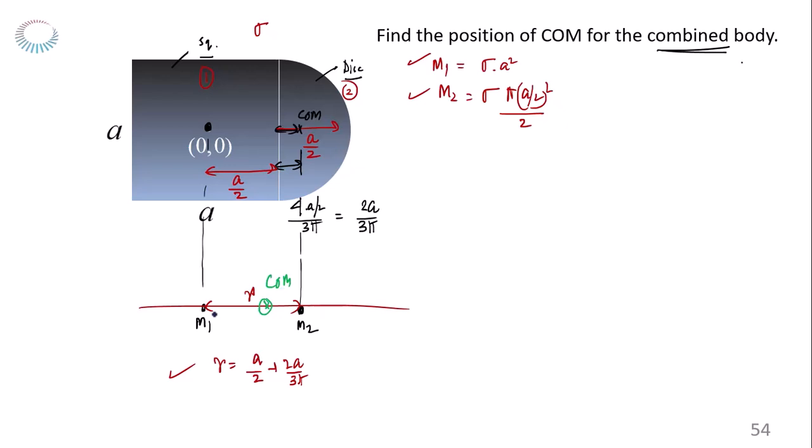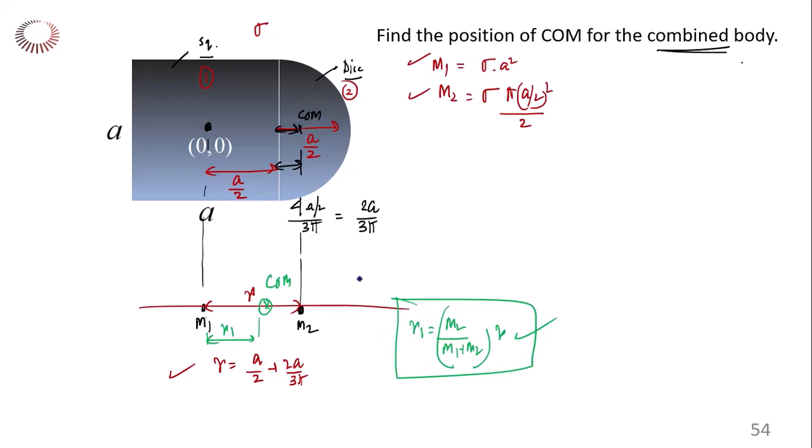So for the final center of mass from this m1 position, let us say I want to calculate this r1. Now what is r1? I am taking the distance from m1, so in the numerator m2 will come, denominator m1 plus m2, multiplied by the total distance, that is r. I know the value of m1, m2 and r, so all are known, so I can calculate r1. So this is how you have to calculate the center of mass for the combined system.